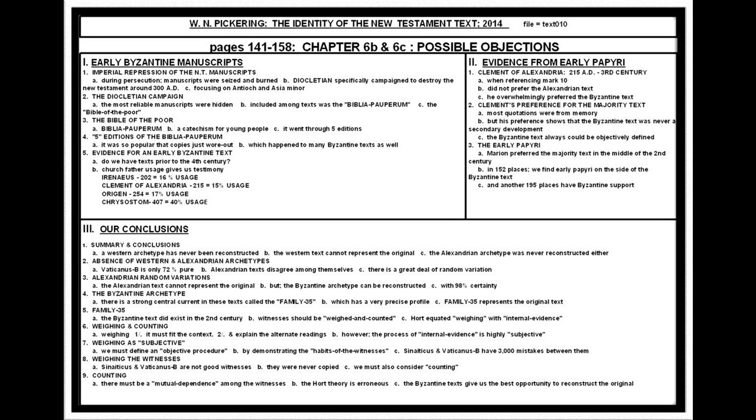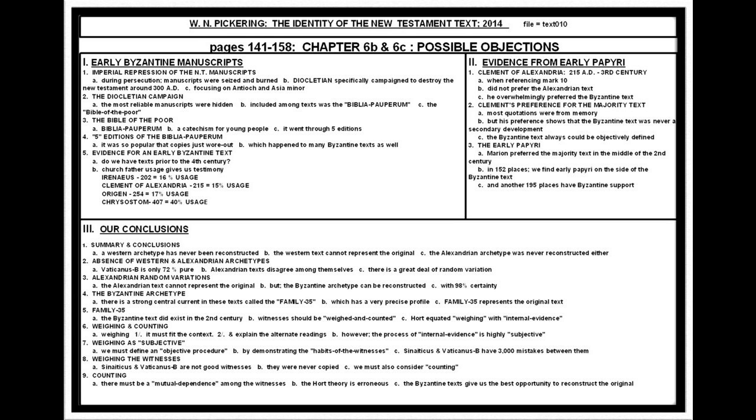And that's why he takes us in the conclusion to Block 3, Note 6: weighing and counting together must be considered. It must fit the context, it must explain the alternate readings. However, it cannot simply be internal evidence and subjective procedure. It has to be objective procedure by demonstrating habits of the witnesses. Sinaiticus and Vaticanus B have 3,000 mistakes between them. Sinaiticus and Vaticanus B are not good witnesses. They were never copied. And then if you go on to counting, we look for mutual dependence among the witnesses. The Hort theory is erroneous. Byzantine texts give us the best opportunity to reconstruct the original.